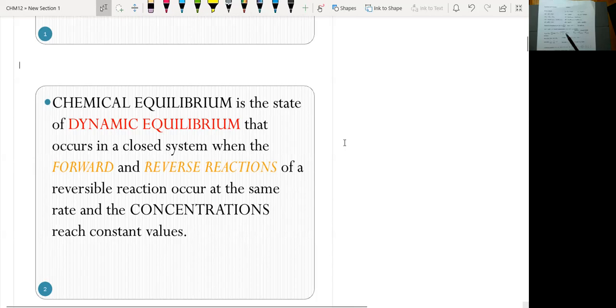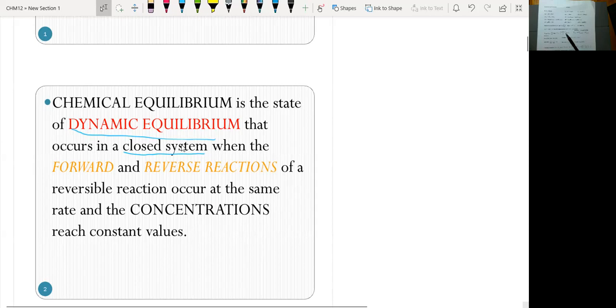And that is possible because, of course, it occurs in a closed system. So now we have dynamic equilibrium that occurs in a closed system. What is that? What is a closed system?